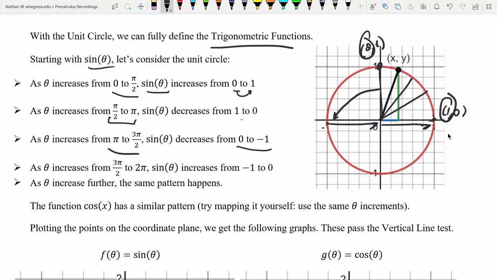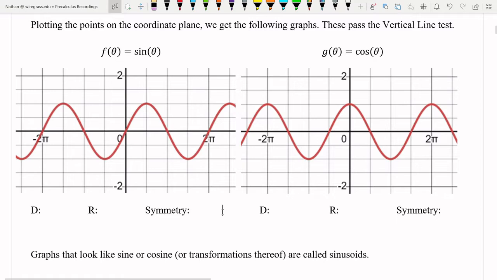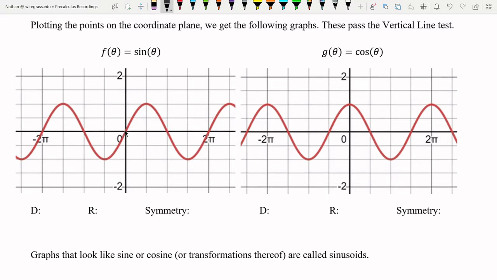Using this pattern, we can graph the equation, and this is what we get. For sine of theta at an angle of 0, we have 0. Then as we go up to here, this is pi over 2, or 90 degrees, and it goes up to 1. Then we go back down to 0 at pi. Then at 3 pi over 2, or 270 degrees, we go to -1. Then we go back up to 0 at 2 pi. So that's the wave that it went through.